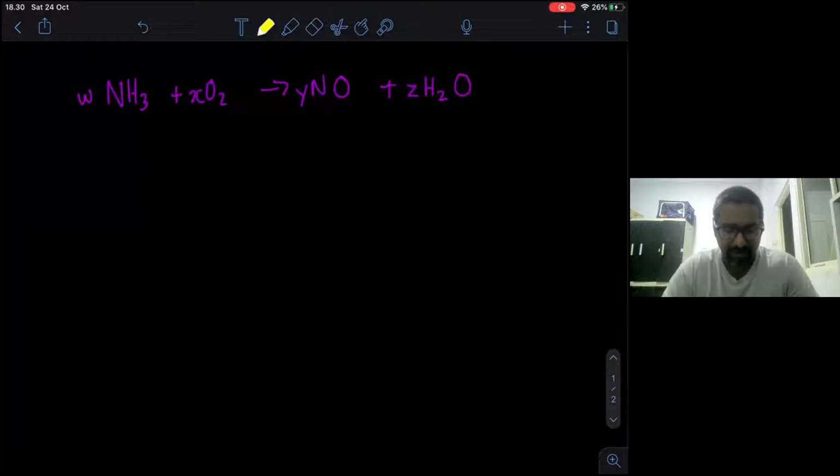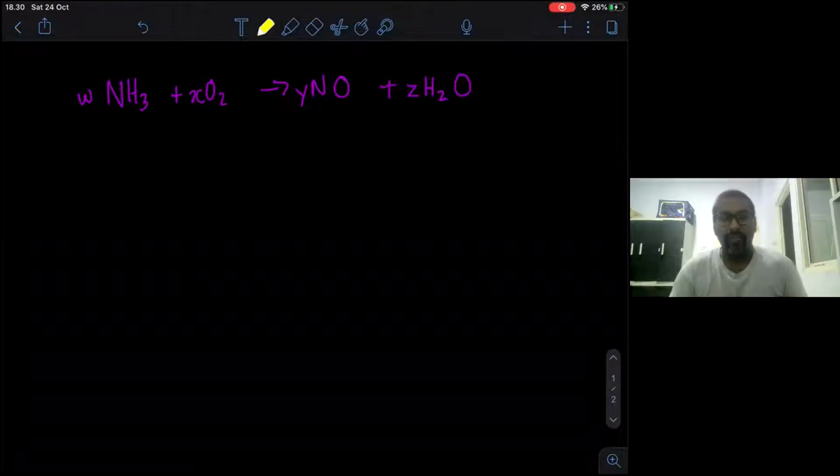Here they have given W ammonia plus X O2 to give you Y NO plus Z H2O. I'm going to teach you how to balance this reaction using oxidation number. If you want to balance that, first you have to identify which one is reduced and which one is oxidized. In order to do that, you need to calculate the oxidation numbers. So I'm going to quickly calculate the oxidation number here.